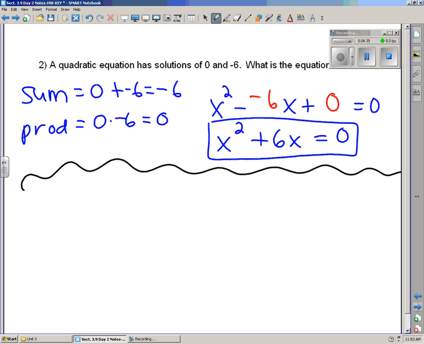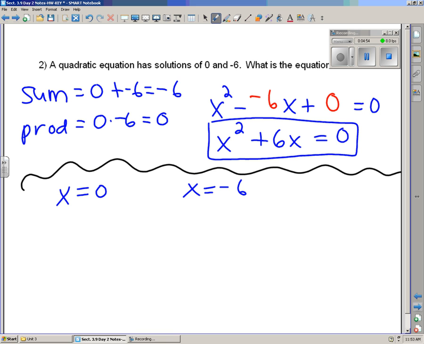Let's do it the other way. The other way says, let's set each root equal to 0, which means I've got x to be 0 and I've got x to be negative 6. Well, when x is 0, you could have an equation similar to this.